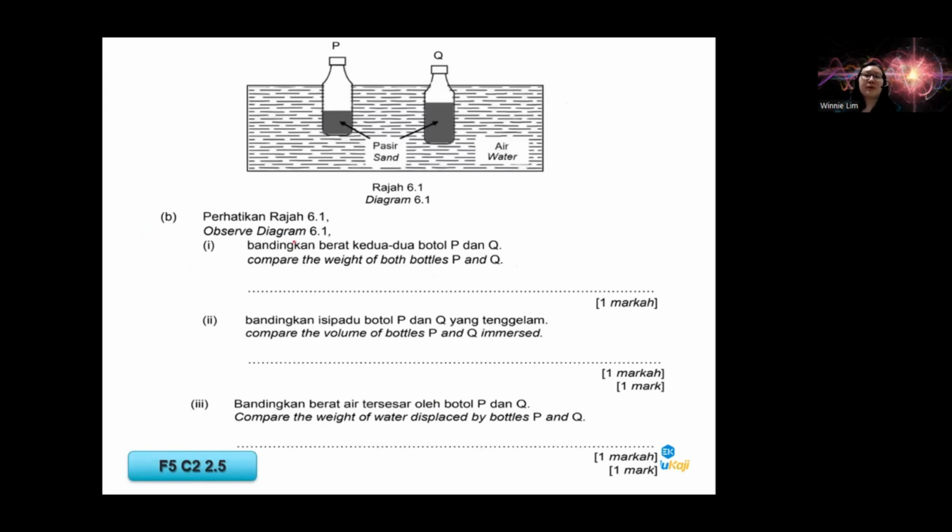B. Observe diagram 6.1. Compare the weight of both bottles P and Q. Now, if you were to notice, both objects are in the same medium, in the same water. How come P floats higher but Q floats lower? Of course, Q will be much heavier, agree? Yes. So that's why the weight of Q is greater. Agree?